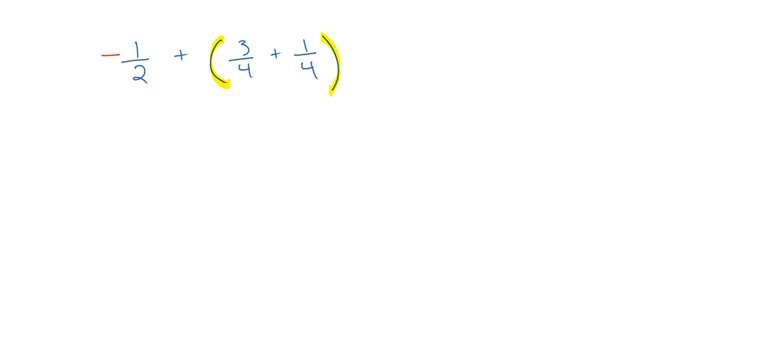All right, now the question is, what happens if I change this plus sign into a negative sign? Then what do we do? Well, we still use BEDMAS, so this will be negative 1/2 minus, and 3 over 4 plus 1 over 4 is 4 over 4.